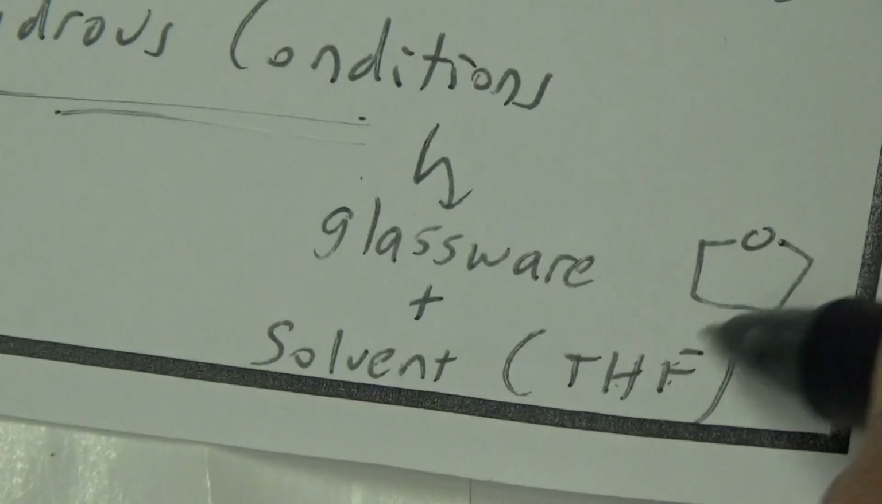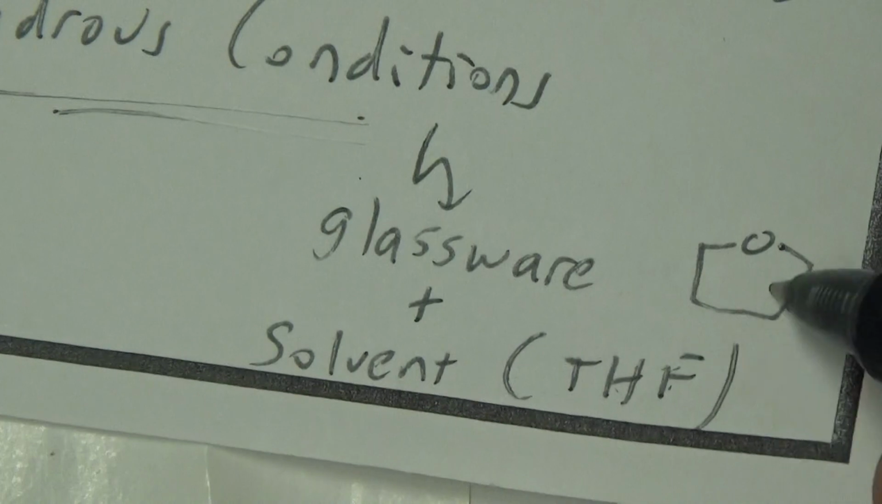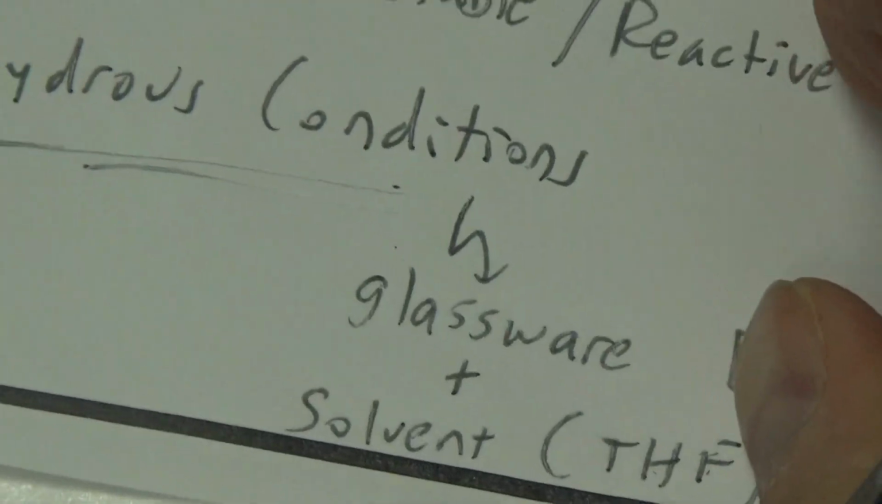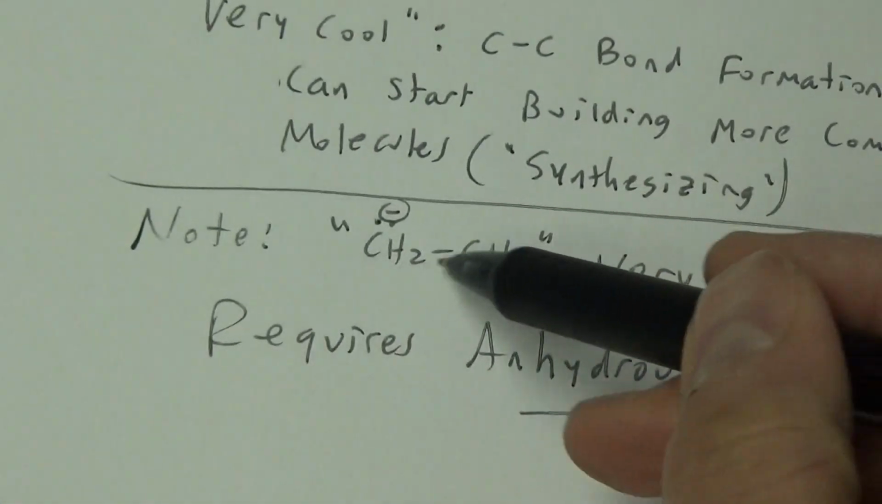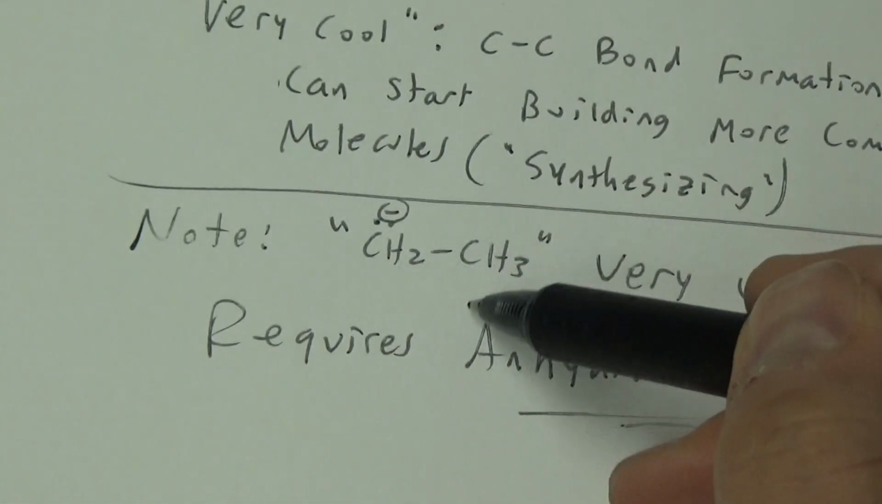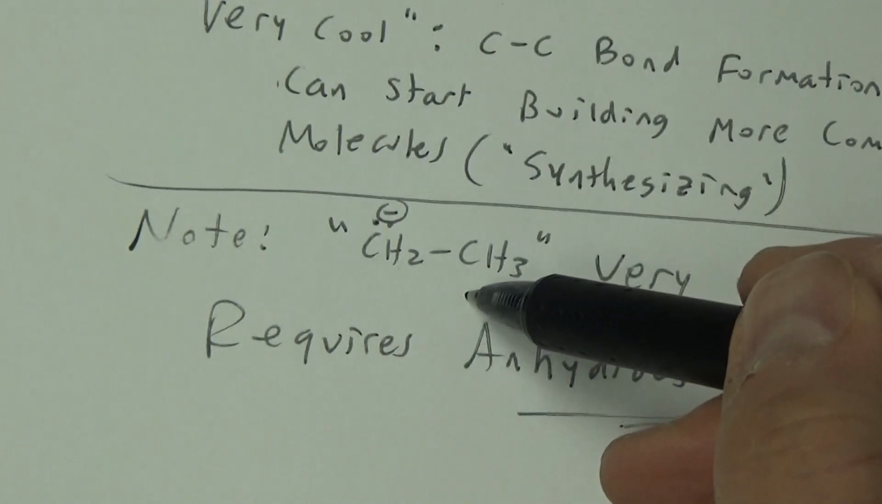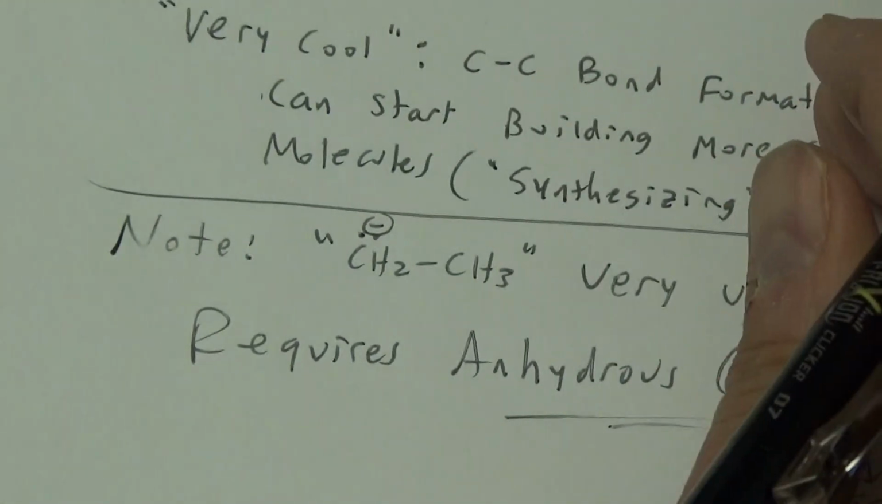So THF is that stuff, and you just have to dry it extensively, distill it, and do various things to get rid of any water. Because water, if this stuff, this ethyl minus, it's essentially ethyl minus, right? If ethyl minus sees water, it just rips off the proton and becomes ethane. It becomes CH3 gas, and it goes away.